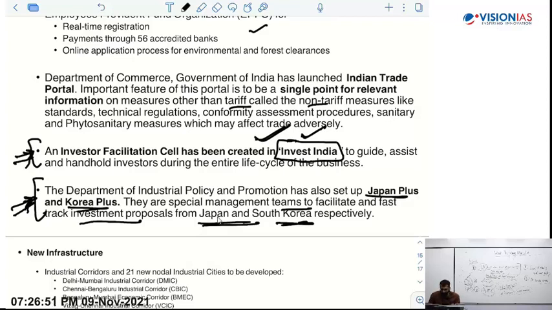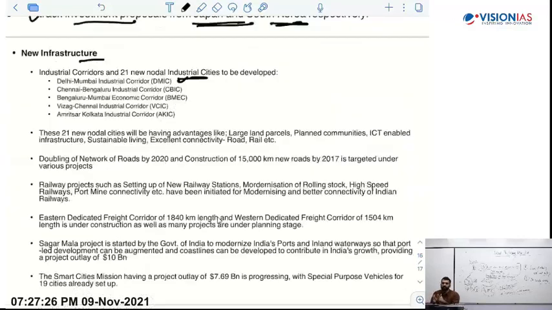Now see the infrastructure. Industrial corridors, industrial cities. Delhi Mumbai Industrial Corridor, Chennai, Bangalore, Mumbai, Vizag, Amritsar, Kolkata. Nodal cities having large land parcels, planned cities, IC-enabled infrastructure, sustainable living. Doubling network of roads by 2020, construction of 15,000 nodes by 2017. Railway projects, Eastern Dedicated Freight Corridor, Western Dedicated Freight Corridor. Sagarmala, smart cities. So clubbing all these infrastructure projects under Make in India.